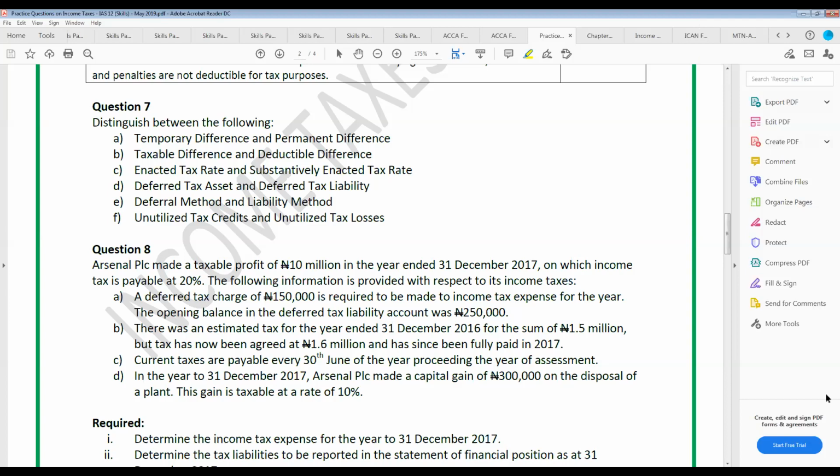I would say temporary difference would be the difference between the assets carrying amounts and the tax base that can be reconciled, or that is reconcilable in future, but the permanent difference cannot be reconciled. Okay, who else has an idea?